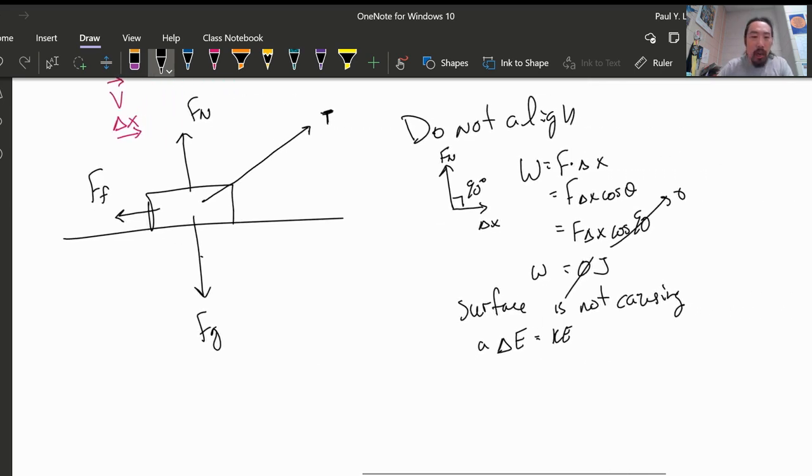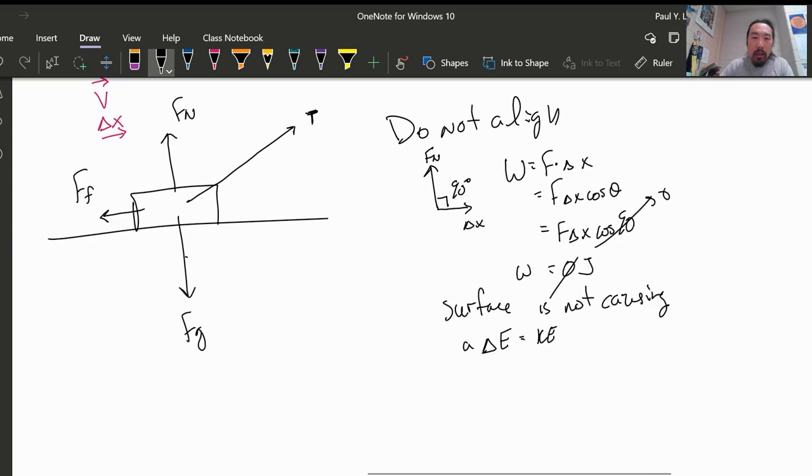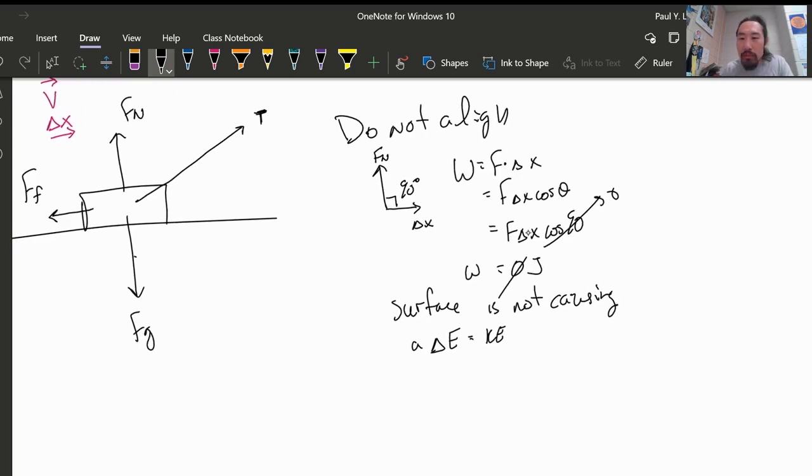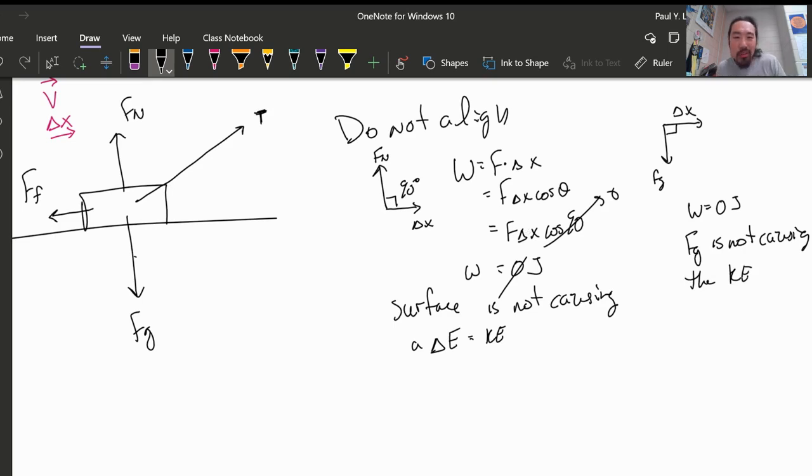So let's think about the other one, F_g. I'll move this to the side. We have F_g going down, and the object is still moving to the right. So here, this is still 90 degrees, and we don't have to go through the entire process. I'm just going to skip right to the end because cosine of 90 gives us 0, so 0 joules. What this tells us is that if the object is moving to the right, the force of gravity is not causing the kinetic energy, because it's not going downwards. It's going to the right. The force of gravity, which is pointing down, can't cause it to go to the right.